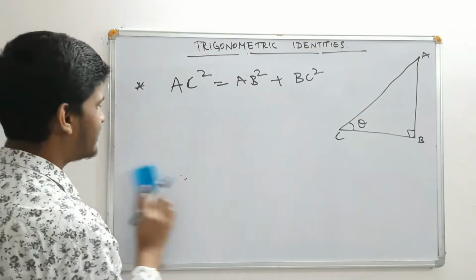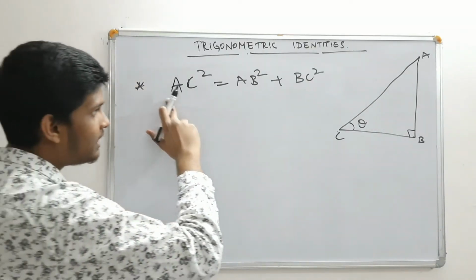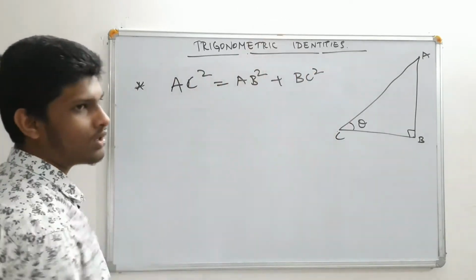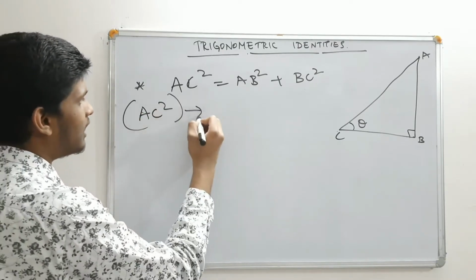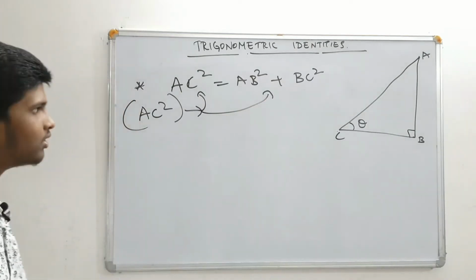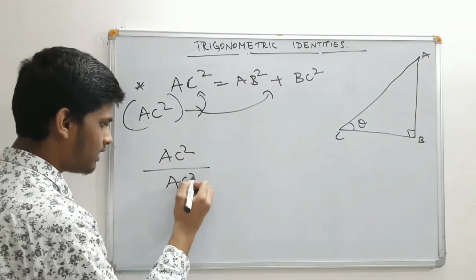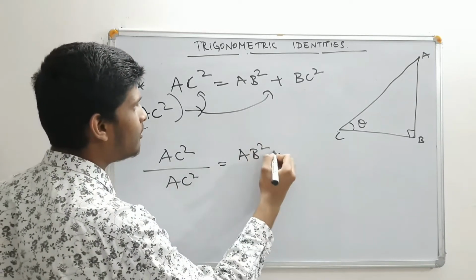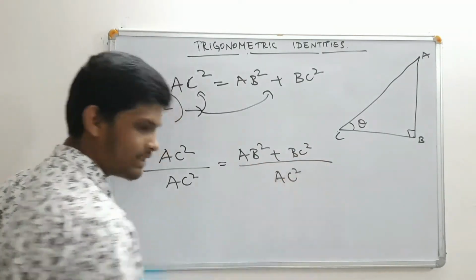So first let's divide the whole thing with AC, but as you can see everywhere there is square, AC square, AB square, BC square. So I want to divide with AC square, for LHS also, for RHS also, okay? So if you divide, what becomes? AC square divided by AC square, and this is AB square plus BC square divided by AC square.